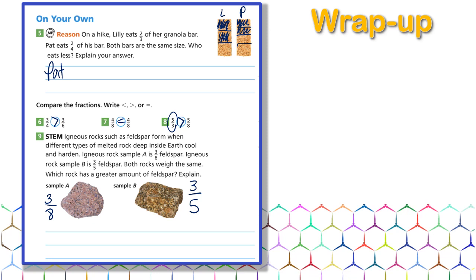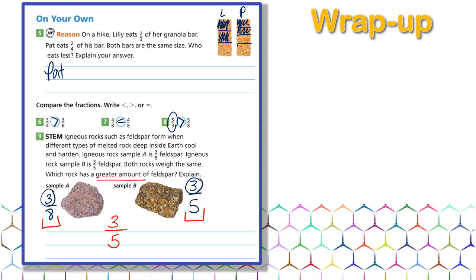Explain. So boys and girls, again, the numerators are the same. So I know that I'm counting the same amount of parts, 3 parts. And then what's left to look at is our denominator. Okay? Sample A is broken up into 8 equal parts. Sample B is broken up into 5 equal parts. We're looking for the greater amount. So we're looking for the smaller denominator. So 3/5 would have the greatest amount of feldspar.